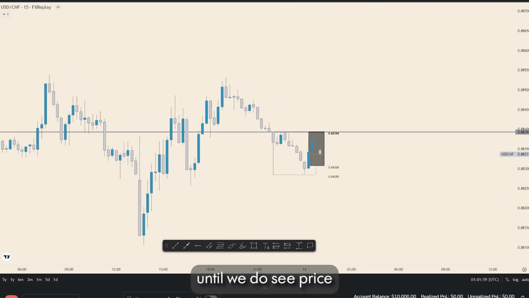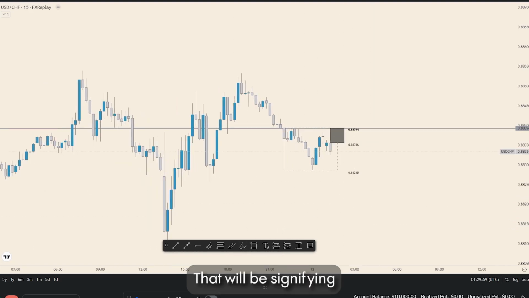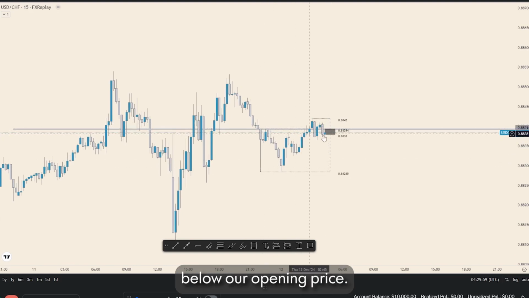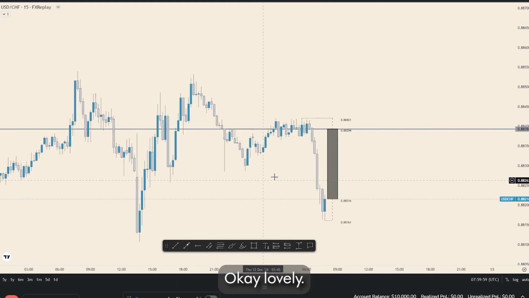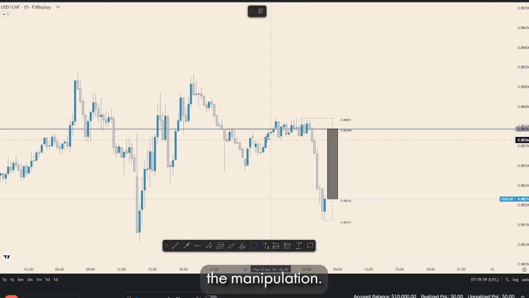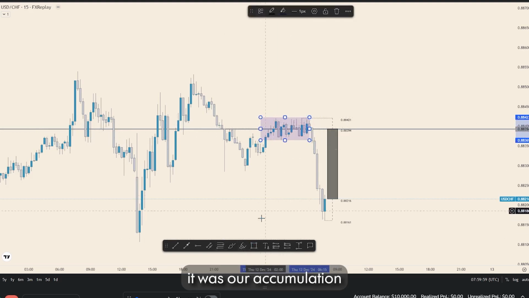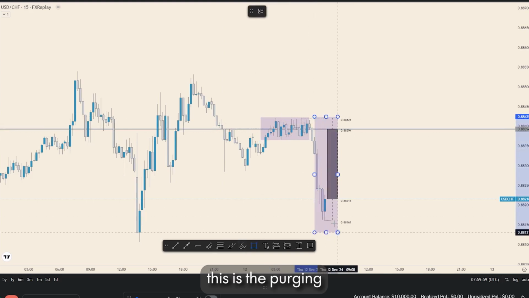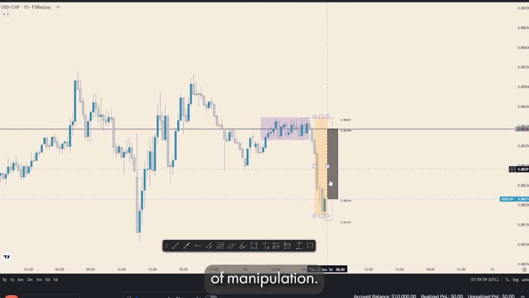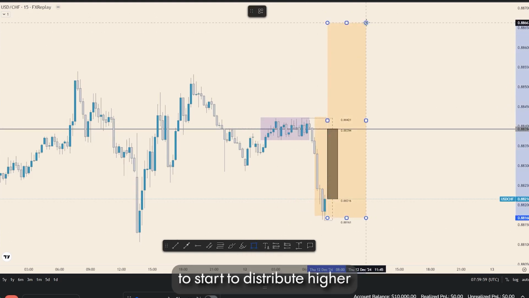Now all you need is for price to create a Power of 3. We're going to play this forward until we see price start to break out of the accumulation, and that will be signified by a major manipulation. And remember, when we start off our new candle, we want price to firstly be bearish, meaning it has to be below our opening price, and then we can look to trade while price distributes above. Lovely. Now as you can see, it's much easier to see once price has actually made the manipulation. Here was our accumulation, that short consolidation. This is the purging manipulation. This is our accumulation, our manipulation, and now we can look for price to start to distribute higher.